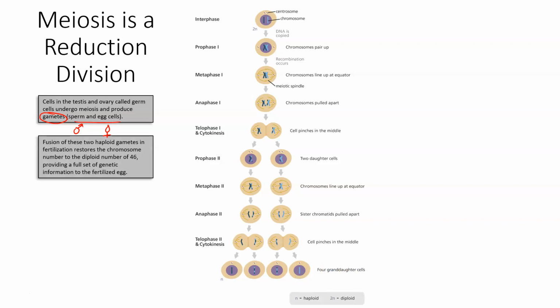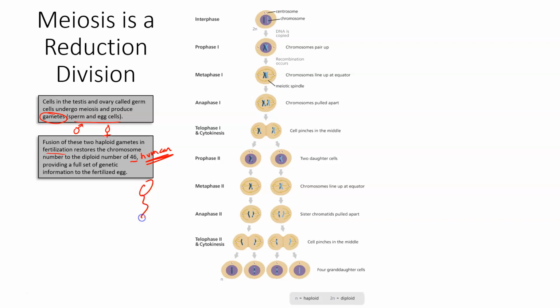Fusion of those 2 haploid gametes in fertilization restores the chromosome number to the diploid number of 46 in the human case. Okay, 46 is the human chromosome number. Not every living organism has 46 chromosomes. Humans have 46 chromosomes. That means our haploid gametes are going to have 23 chromosomes each.